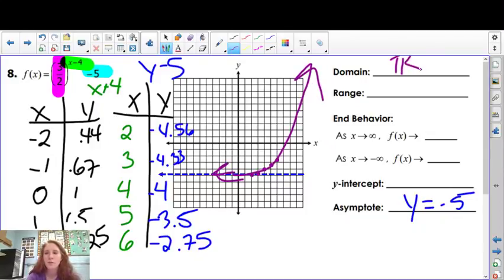My domain is all real numbers. My range is y is greater than -5. As x continues to grow, so does my graph. As x continues to decrease, it goes off towards -5. And my intercept does not show up, so we're going to have to calculate it.